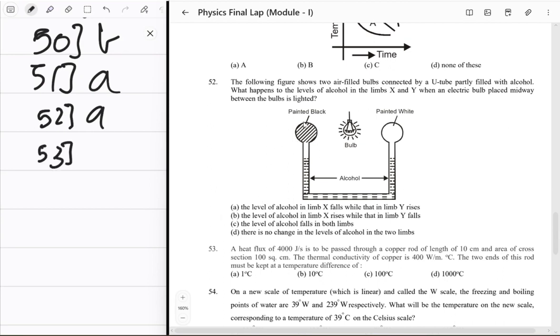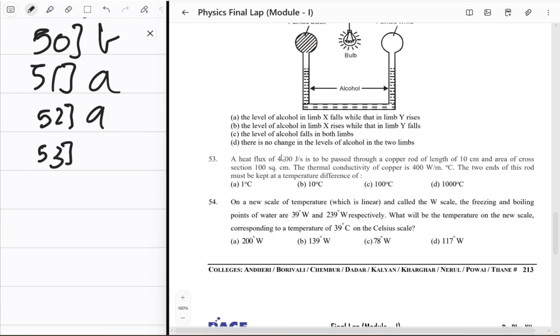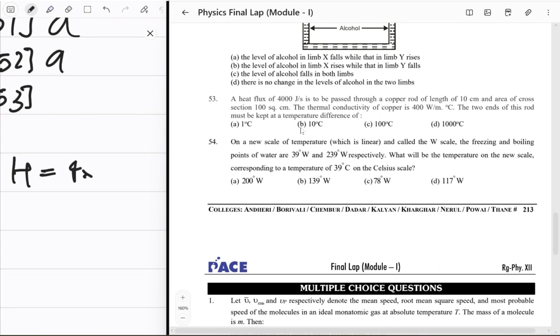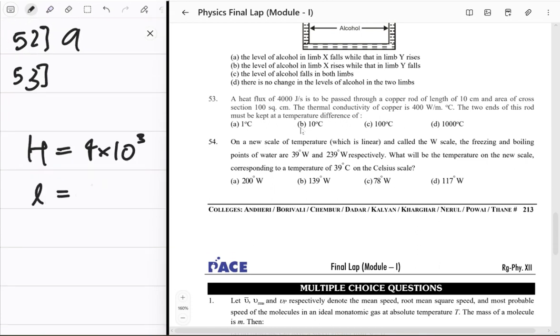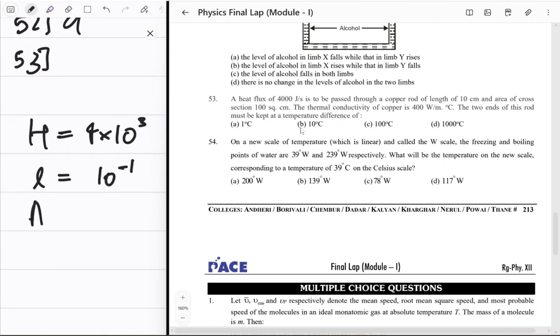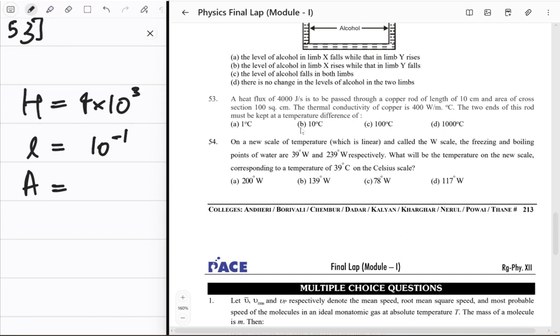53. Heating this makes this expand, or pressure increase हो रहा है, and it's gonna happen like that. Okay, next. A heat flux of 4 times 10 power 3 joule is passed through a copper rod of length 10 centimeter. Length is equal to 10 power negative 1, and area of cross section, centimeter square. Seriously, like 10 power कितना? negative 4 हो जाएगा ये. 10 power negative 2 basically.